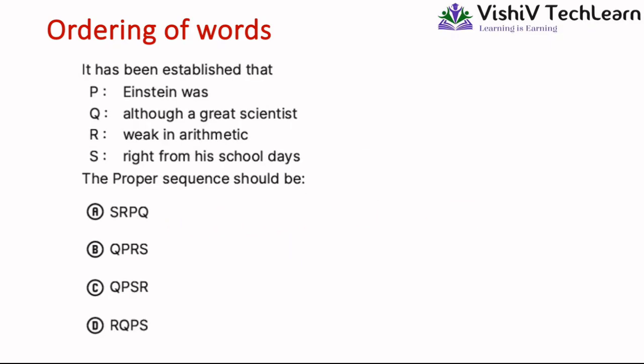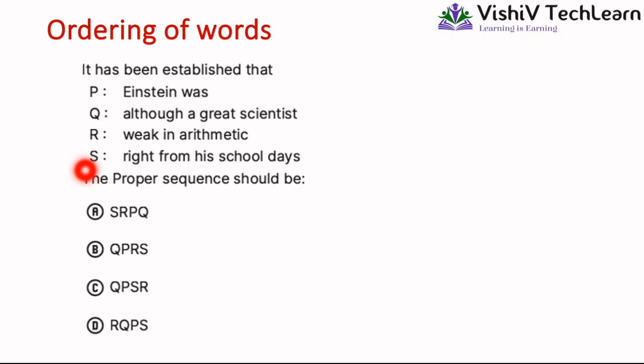Let's go for the second. In the second, here we have the sentence: it has been established that, again the starting part is already given and we have to decide the sequence of the remaining parts of that sentence. So let's try to form this. It has been established that Einstein was, although a great scientist, weak in arithmetic right from his school days. So here we can start with maybe Einstein. Let's try to prepare a sentence that way. It has been established that Einstein was weak in arithmetic right from his school days. So this is how it makes sequence sense.